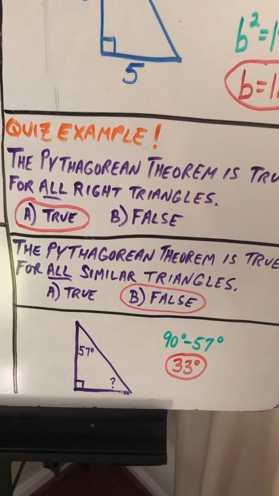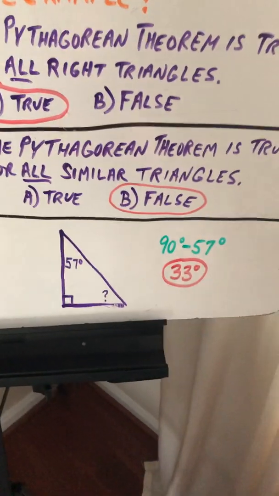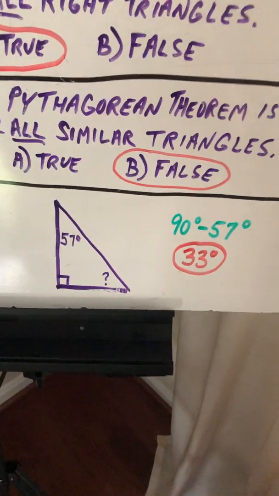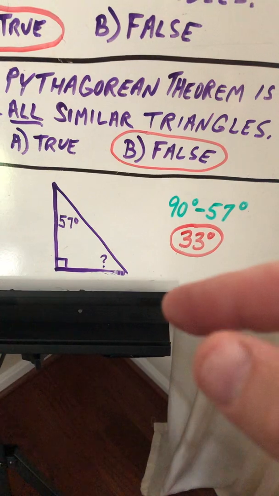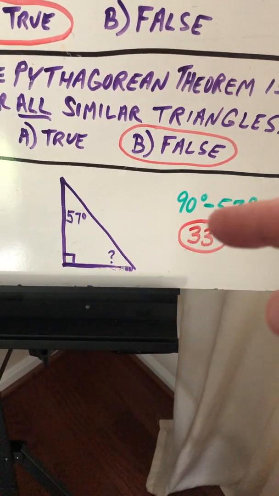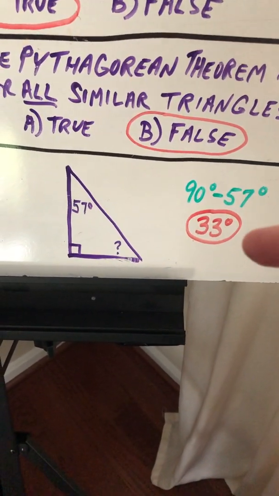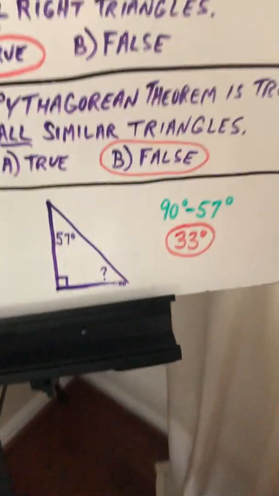Okay. So one of your quiz questions will look like this. You have an angle here and a question mark here. What does the question mark equal? Well, you do 90 minus 57, you get 33.